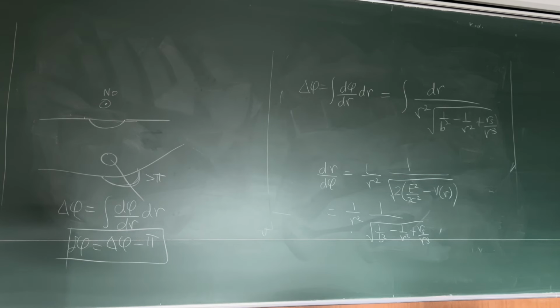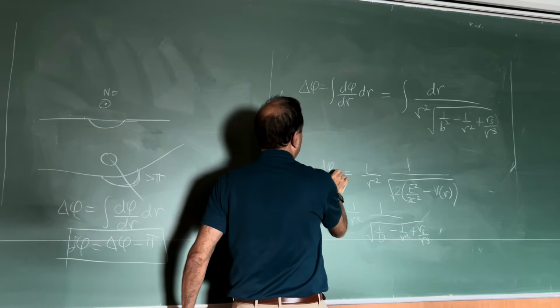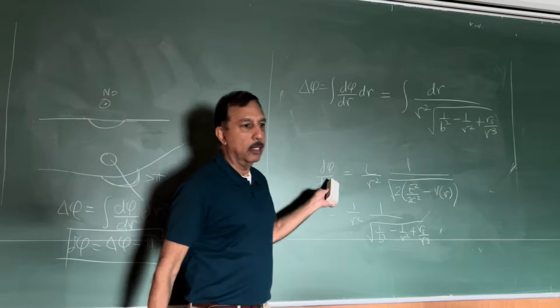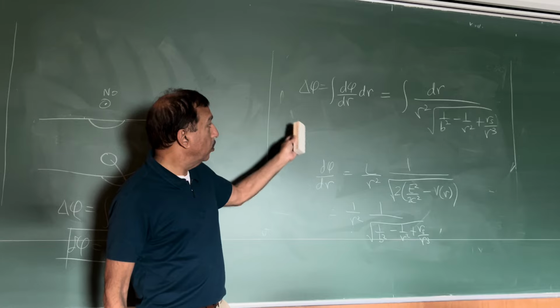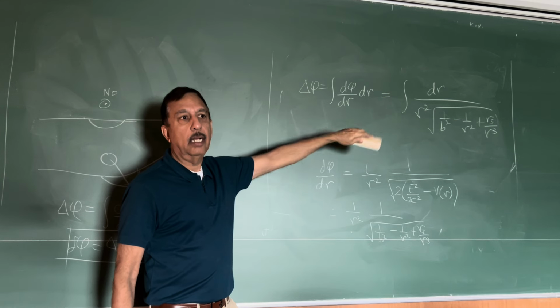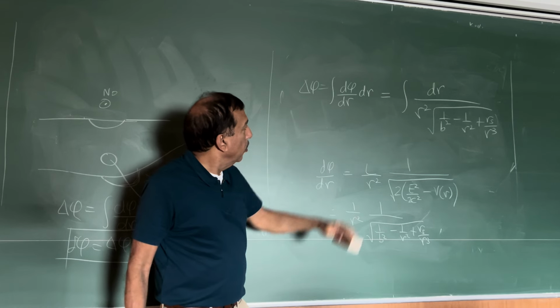Delta phi is actually the integral of d phi by dr. Did I write it wrong to start with? I think I wrote the wrong thing. No, I had it. This one came by writing d phi by dr. I just wrote this one wrong. So what I did was to take the equation for dr by d phi squared, take everything to the other side, square root it, and take 1 upon that. Then you get this.